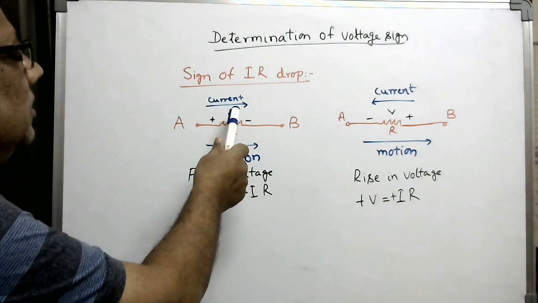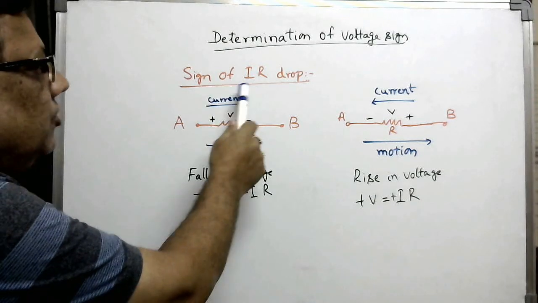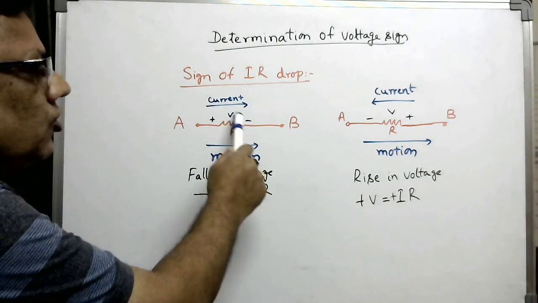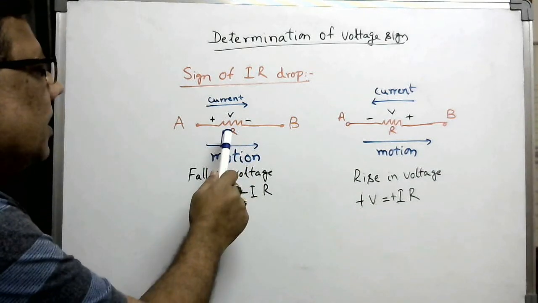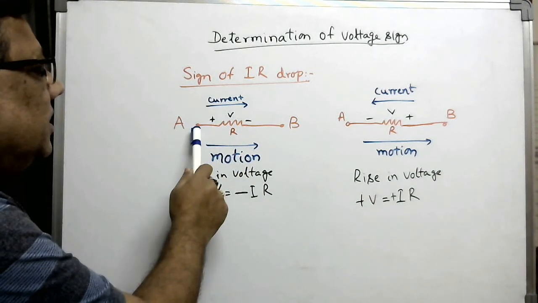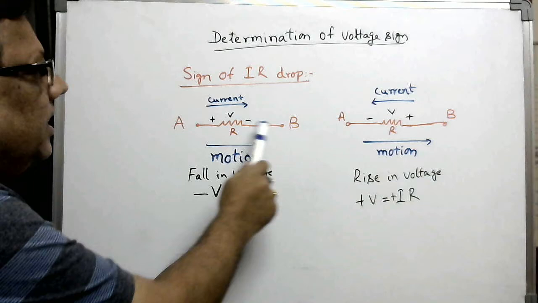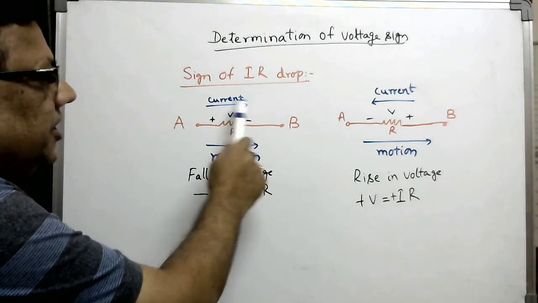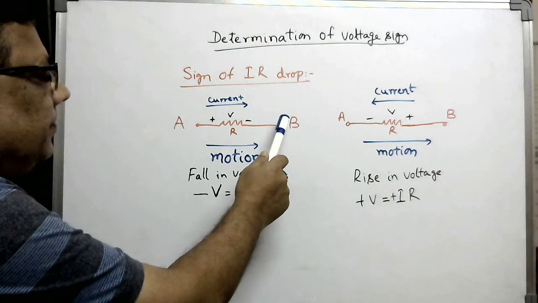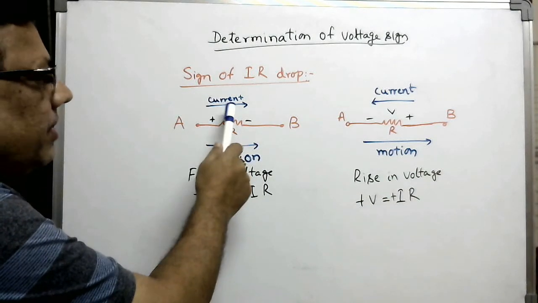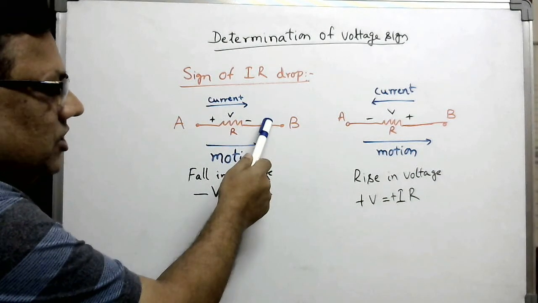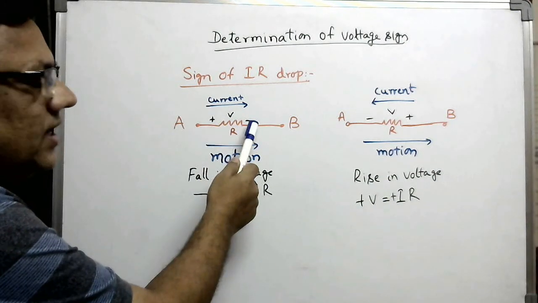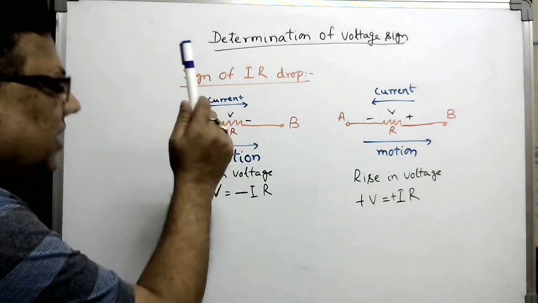Here I am going to show you the sign of IR drop, that is the sign of voltage drop across the resistor. Now considering one terminal as A and the other terminal as B, the current flowing direction is shown from A to B. The current flows from higher potential to lower potential, hence the left side of the resistor is taken as positive and the right side of the resistor is taken as negative.